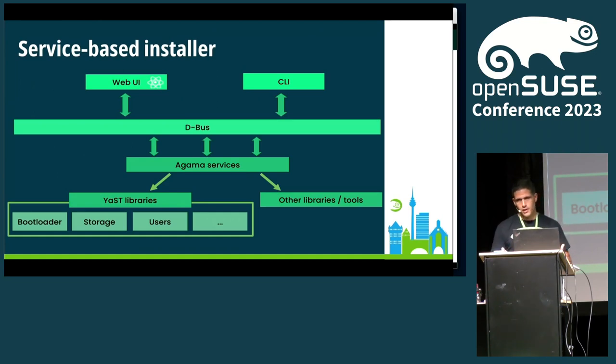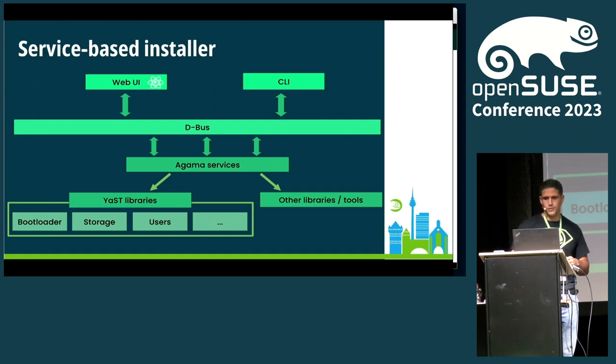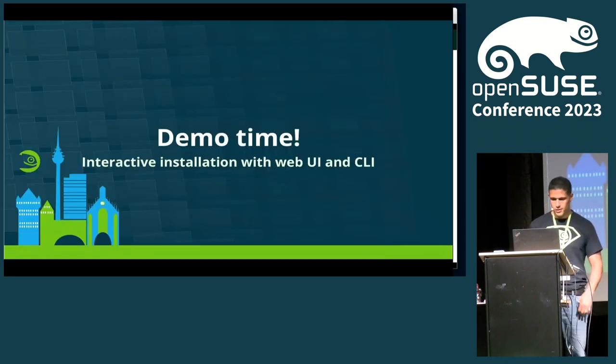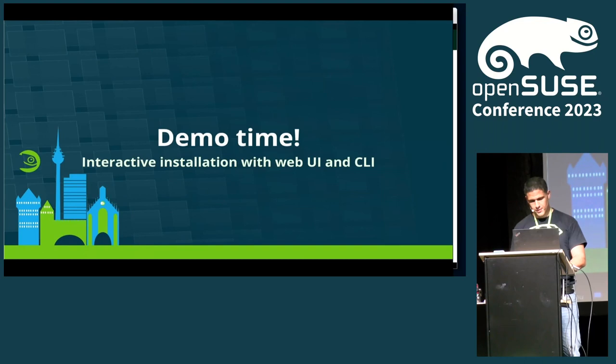We have a lot of logic in YaST that we don't need anymore. So having that clear cut line there in D-Bus allows us also to little by little replace those YaST components that are not that maintainable anymore and that we want to evolve. So enough talking, let's see the demo.